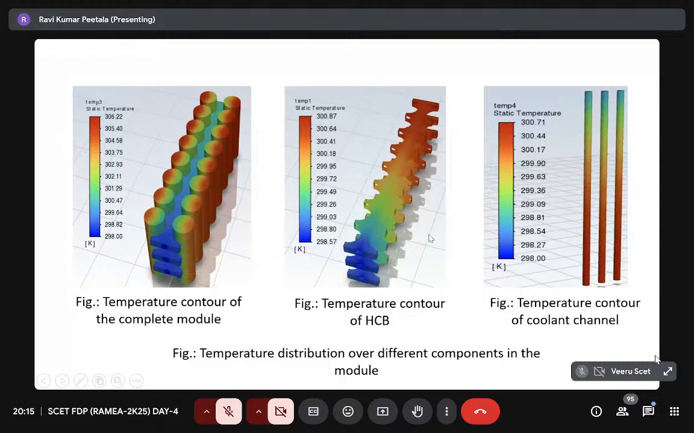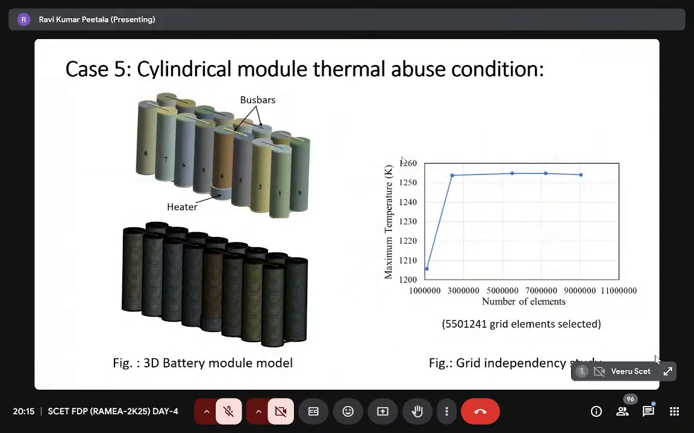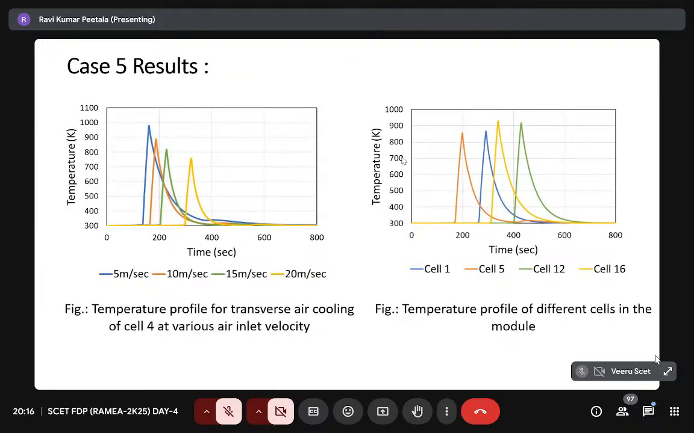In case of cooling coolant channels, the temperatures are the same as this. So I use different 3D battery modules, and we do the grid independent study. And I supply the air with various flow rates, at 5 degrees centigrade, from 5 meters per second to 20 meters per second.